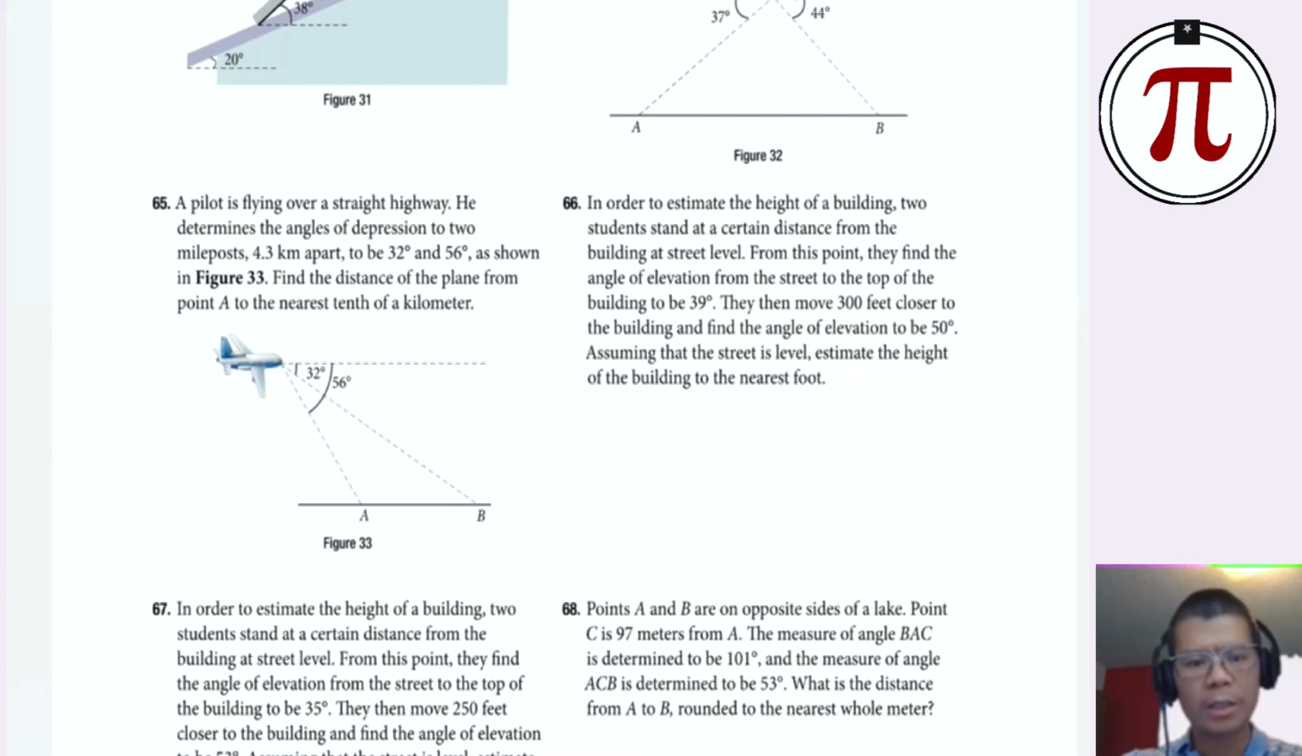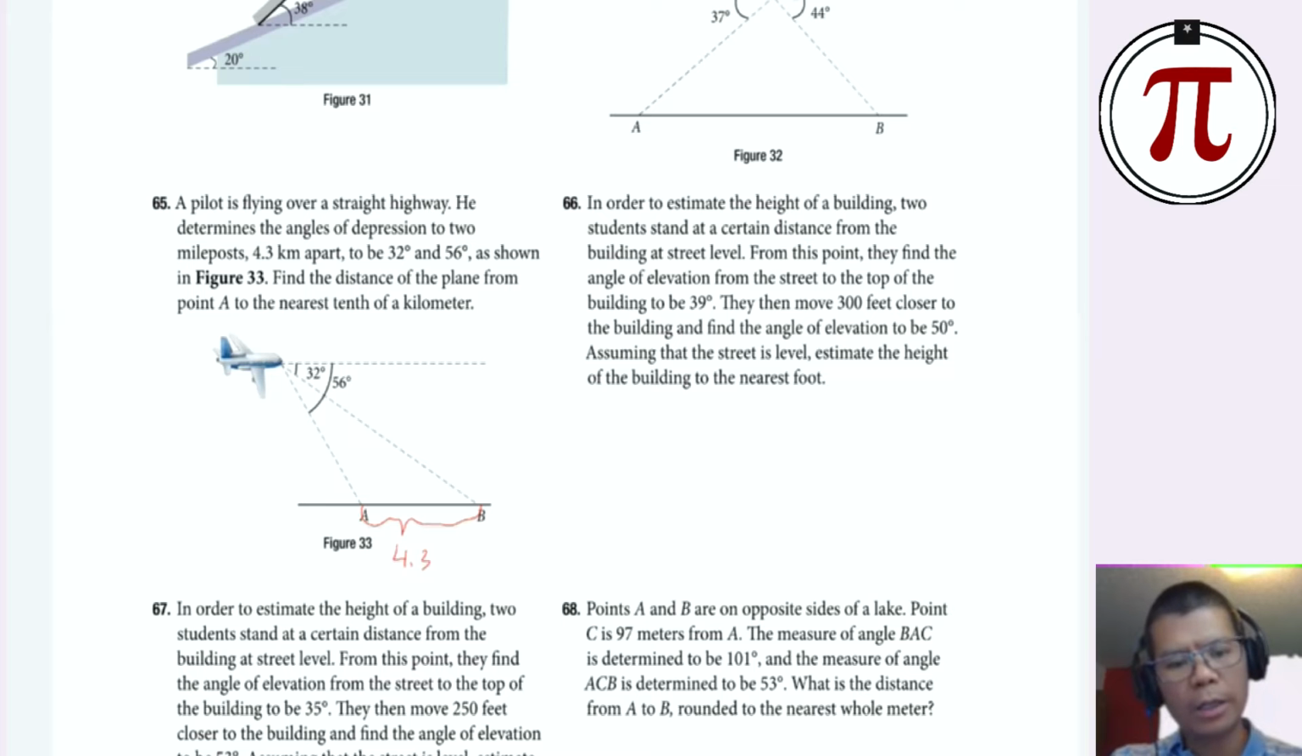Two mile posts is 4.3 kilometers, right? So AB, this distance is 4.3. Yes, correct. Okay, this is what we have here. All right, so we have the angle of depression as shown. From A is 56, B here is 32 degrees.